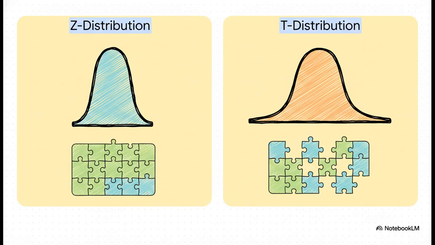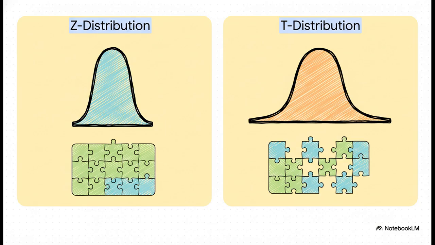Now, you've probably heard of the normal distribution, right? The classic bell curve, also known as the z-distribution. Well, the z-distribution is great, but it has one major catch. It assumes you already know the standard deviation of the entire population. The t-distribution is way more practical. It works when you don't know that, which, let's be honest, is most of the time.